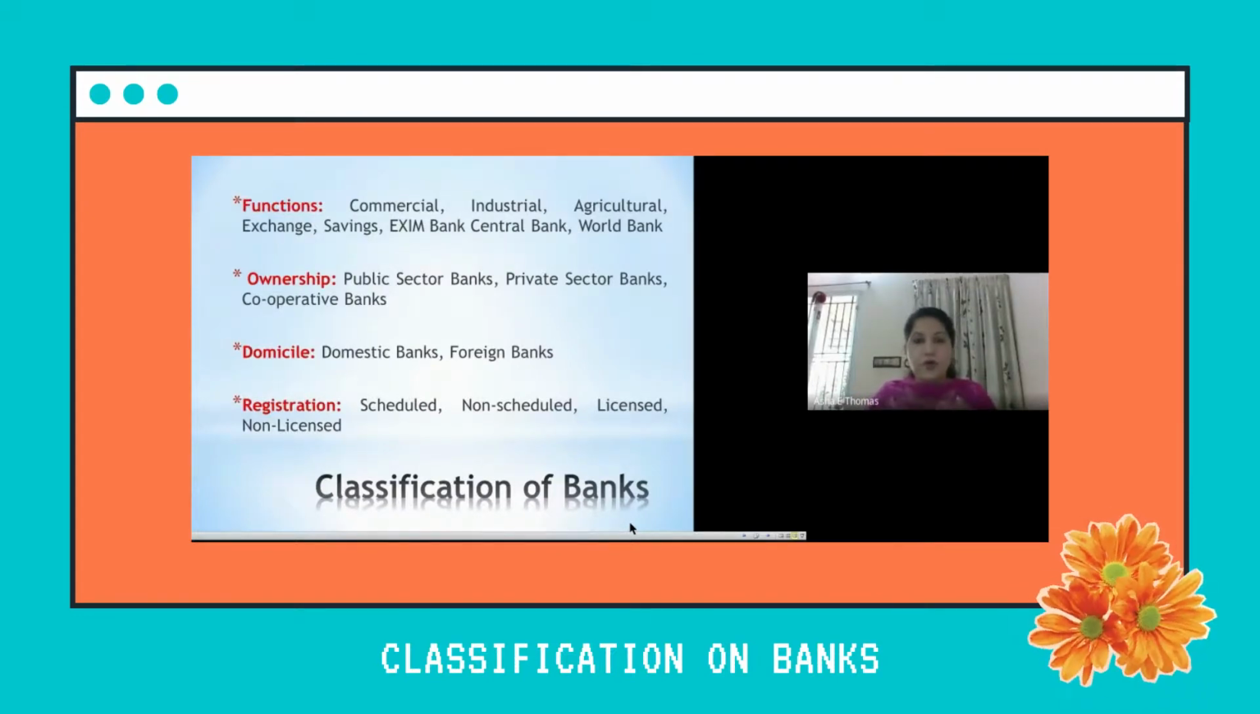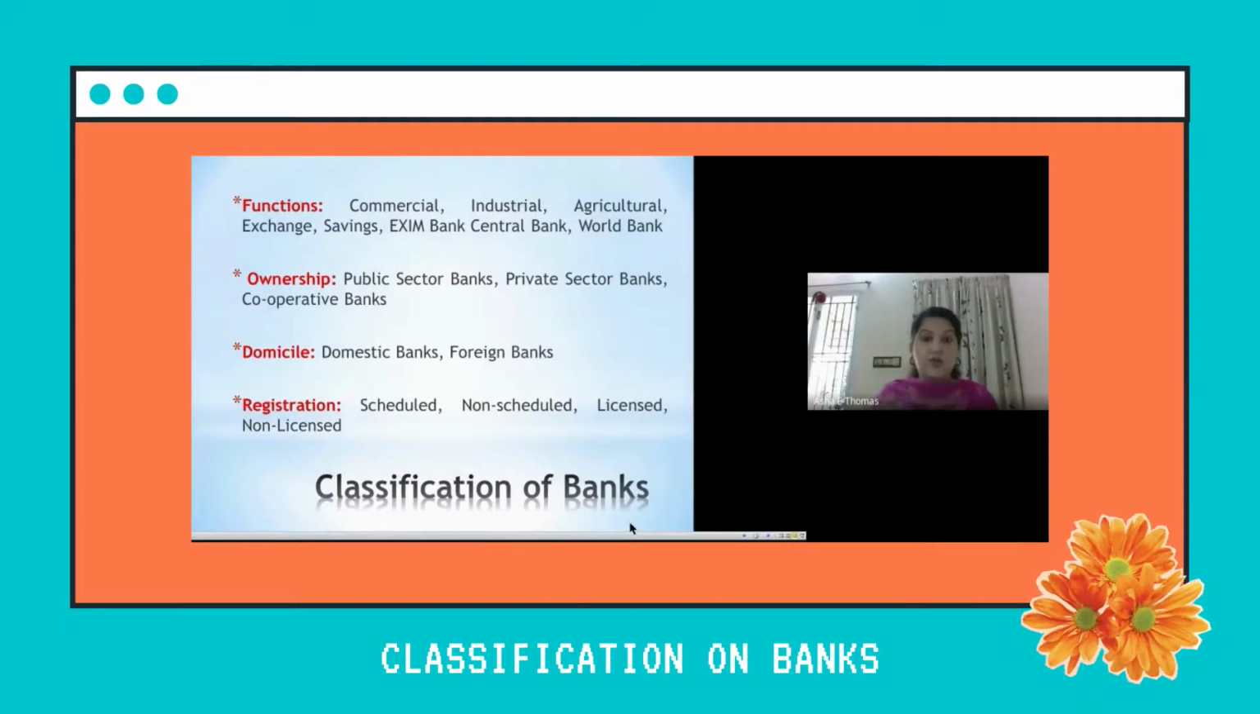I thought we would go on with the discussion to the next one also, domicile. Classification of banks based on their location of operation, their registration. Suppose a bank is registered in India under the RBI regulation, that bank will come under the category of domestic bank. Those whose registration is in our country, in India, we call domestic banks. All our nationalized banks are good examples of domestic banks.